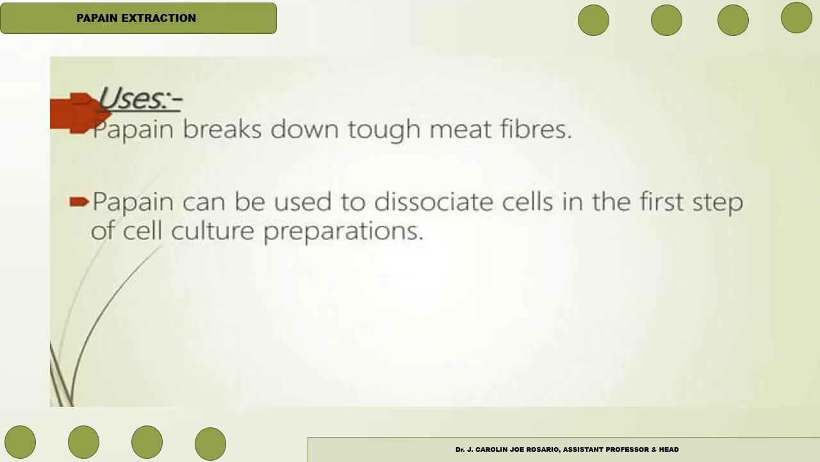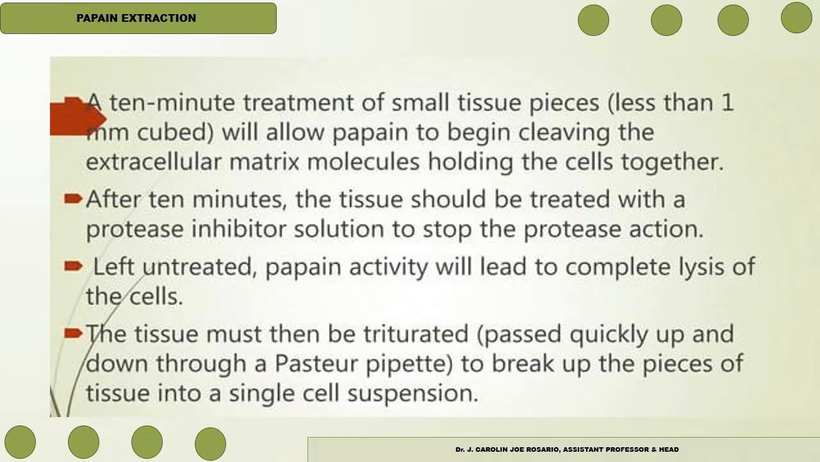The uses of papain. Papain breaks down tough meat fibers. Papain can be used to dissociate cells in the first step of cell culture preparations. A 10-minute treatment of small tissue pieces less than 1 millimeter cubed will allow papain to begin cleaving the extracellular matrix molecules holding the cells together. After 10 minutes, the tissue should be treated with a protease inhibitor solution to stop the protease action.